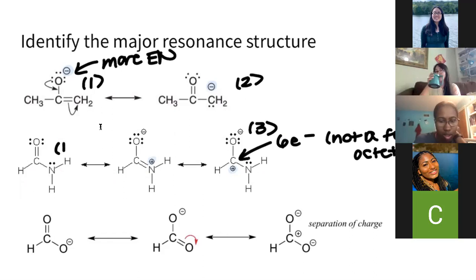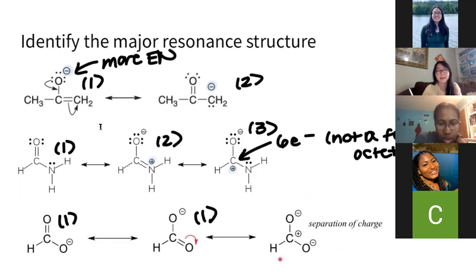And now on to the last one. You're going to notice the left and the middle structure are pretty similar. They're not exactly equal because remember, you can imagine these oxygens as being 2 different oxygens, but they are going to be equally major. So I'm going to say 1 and 1.